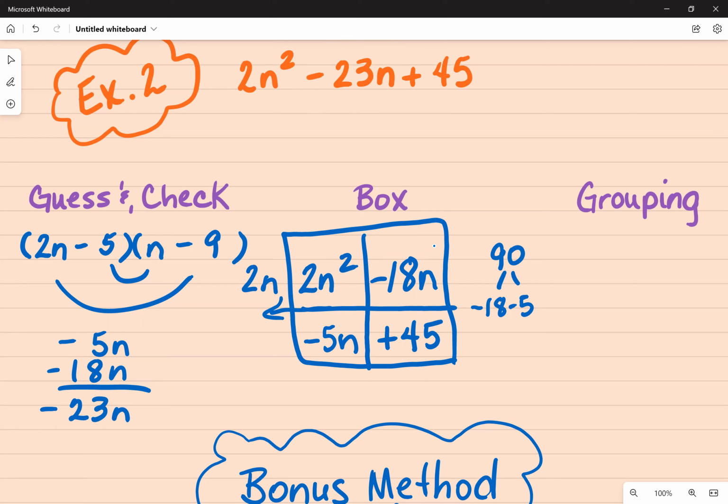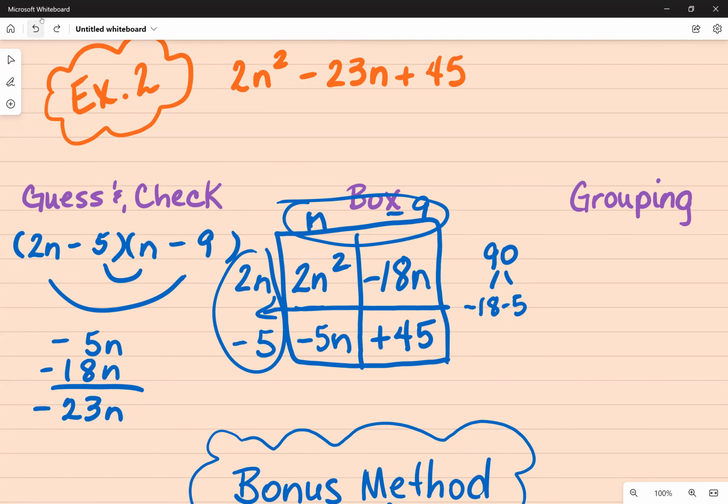So 2n times what will give me 2n squared, another n. And then 2n times what will give me negative 18n, negative 9. You see that? And now I can take this n that's at the top, n times what will give me negative 5n, negative 5. And if I'm doing this correctly, negative 5 times negative 9 is that positive 45. So there's more than one way to set up the box, but what you will notice is I have the same factors that I had a few minutes ago. It's just a different strategy.